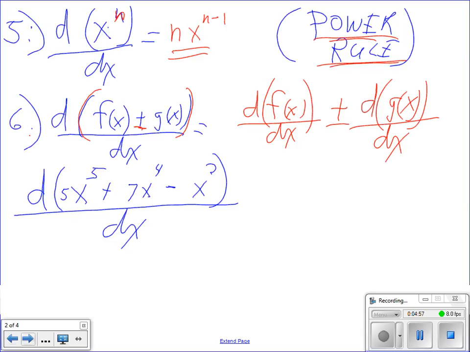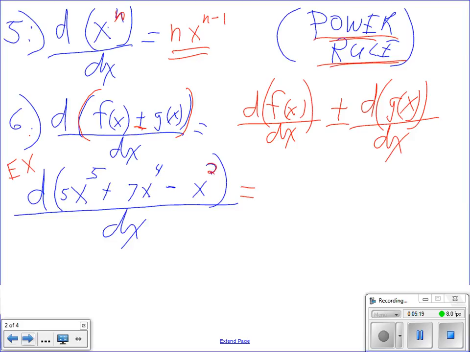So let's work an example in this case. Here's my example, and I want to take the derivative of the function 5x to the 5th plus 7x to the 4th. I add these two functions, and I subtract the function x squared.